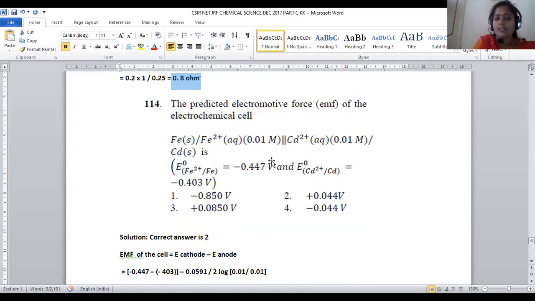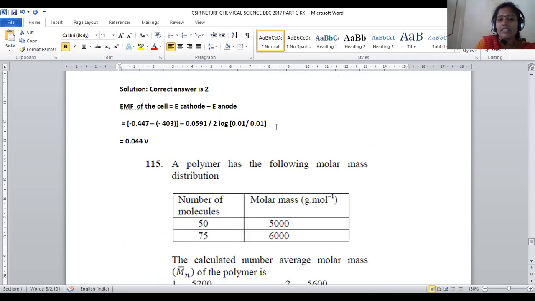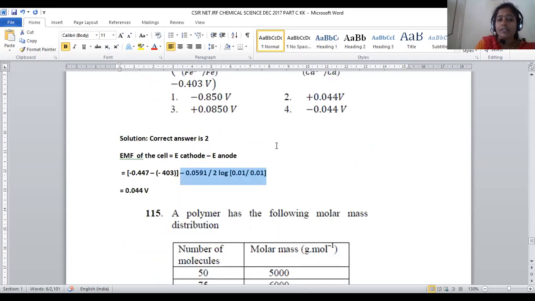Again, it is a part of electrochemistry. The predicted electromotive force, EMF, value of the electrochemical cell. Here, iron plus 2 at 0.01 molar concentration and cadmium plus 2 were given. Iron and cadmium are both in the same molar ratio, so the concentration is the same. That's the reason why this last term becomes 0, because numerator and denominator are the same, right? Both get compensated, so this entire term becomes 0 here.